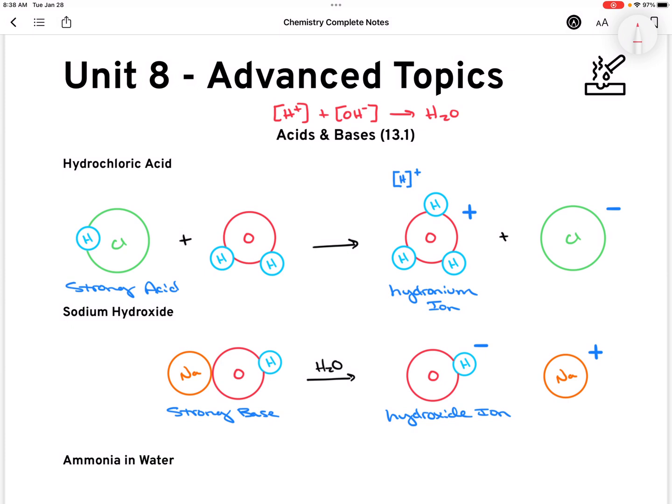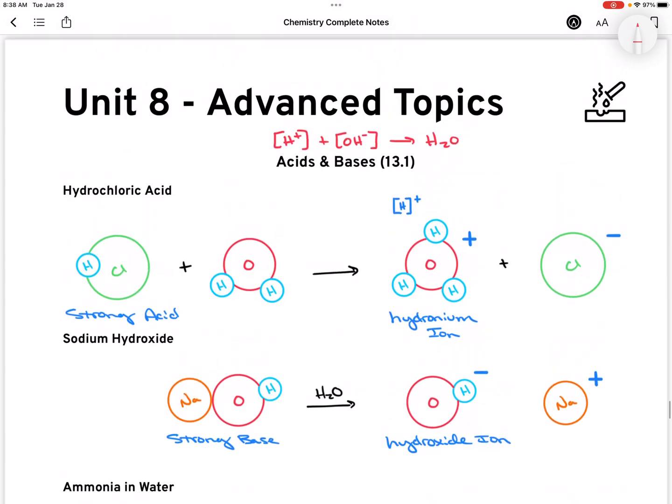Let's talk about some characteristics of acids and bases. Back in the past, how we used to identify acids was when they tasted sour. Examples of acids that you may be familiar with are lemons or vinegar, and they taste sour. Bases tend to taste bitter, and examples of bases are soap or baking soda. That's how they used to identify acids and bases in the past.